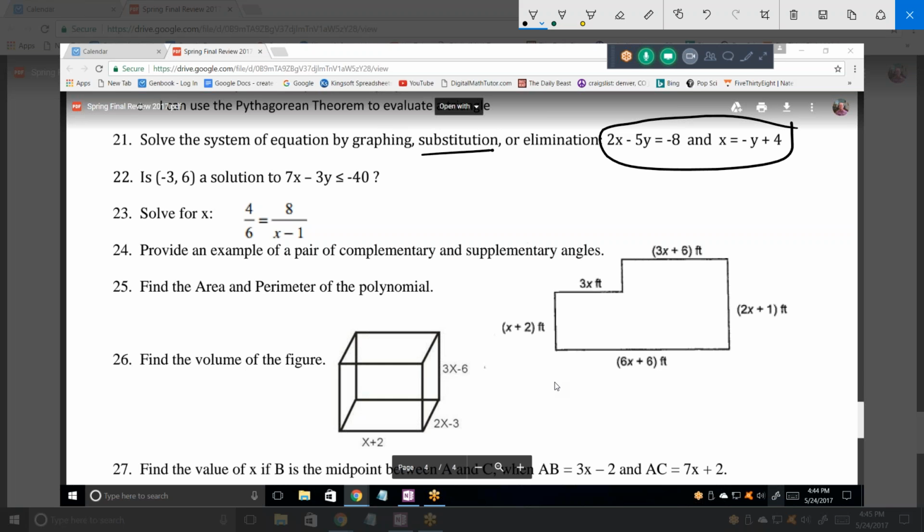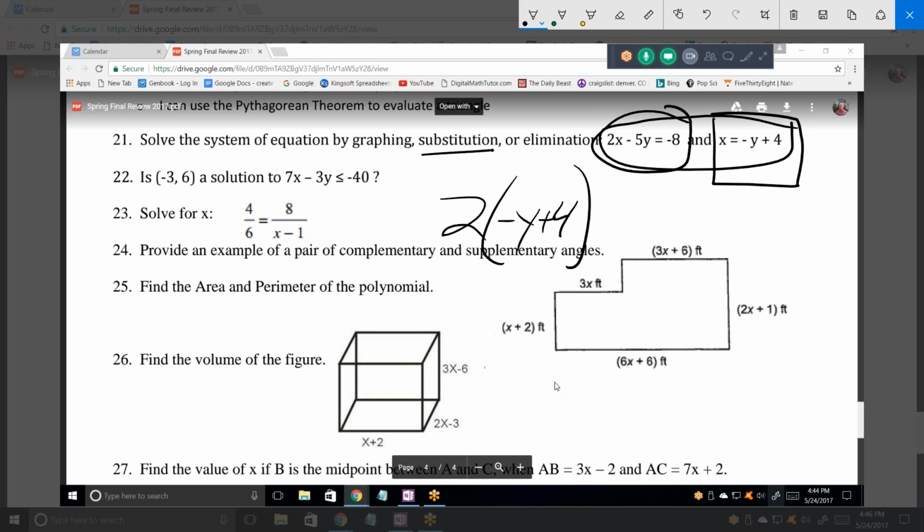The problems that you're going to use substitution to solve are ones where one of the equations is fully defined in terms of one variable, like this. X is fully defined. I only need one equation where one variable is fully defined, and then substitution makes a lot of sense. I'm going to substitute this value of x, minus y plus 4, wherever I come across x in the first equation. So instead of x, I'm going to write minus y plus 4, minus 5y equals minus 8.